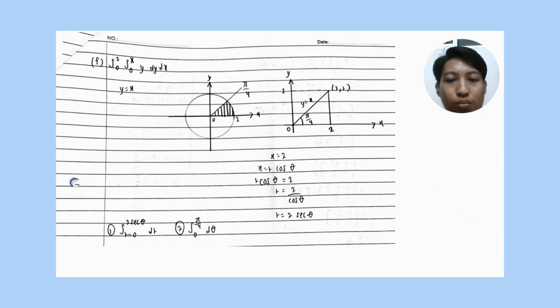To convert this to polar coordinates, we find the angular bound theta from the line y equals x, which gives us theta equals pi over 4. For the radial bound r, the vertical boundary is x equals 2. Since x equals r cos theta, substituting this gives r equals 2 over cos theta, or simply r equals 2 secant theta. Therefore, r ranges from 0 to 2 secant theta.